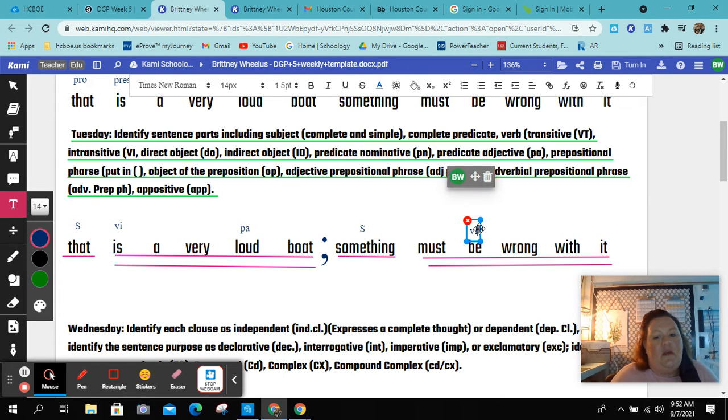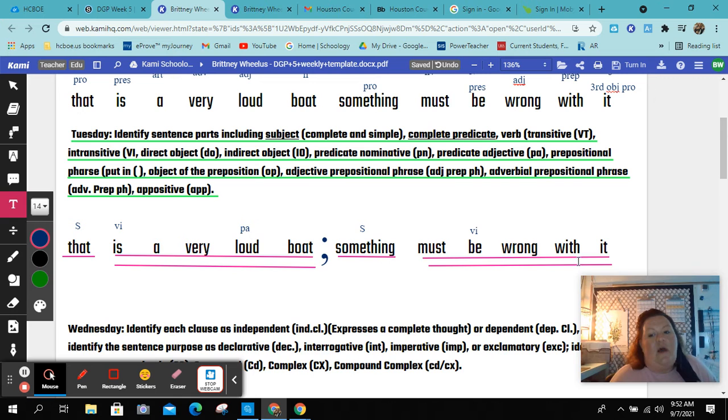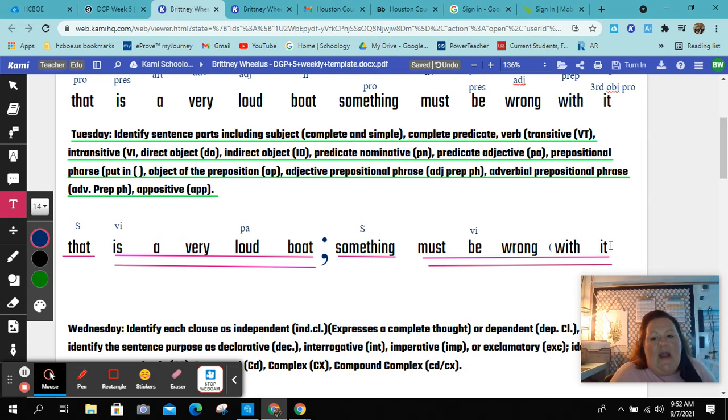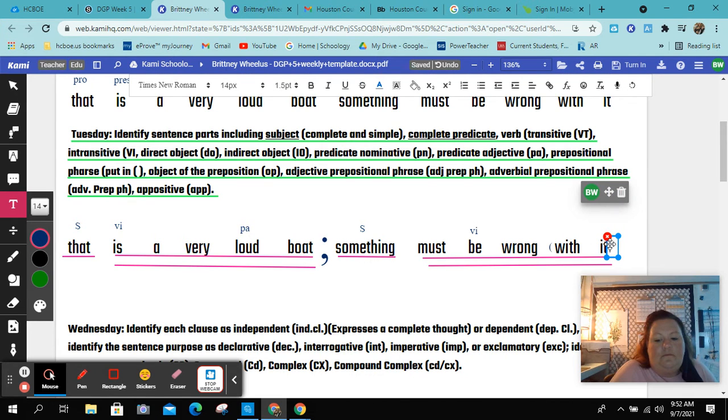Now, I do have a prepositional phrase. What is my prepositional phrase? With it. So I'm going to put my text box in front of with, and I'm going to insert my parentheses. You will hit Shift 9, Shift 0 to insert the parentheses. Did I say brackets? I meant parentheses, not brackets.